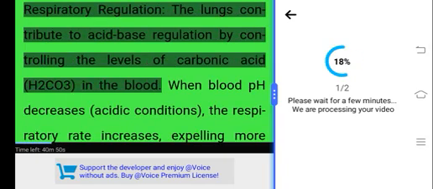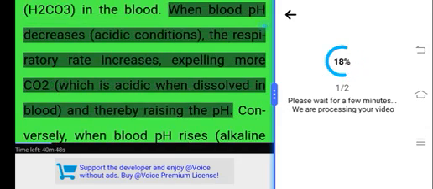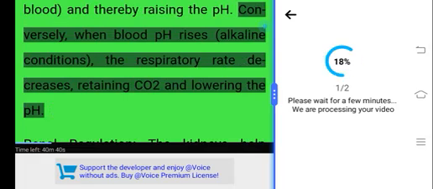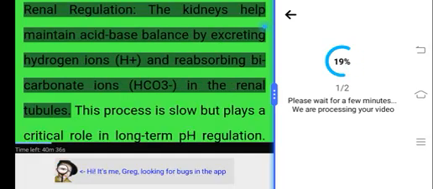Respiratory regulation. The lungs contribute to acid-base regulation by controlling the levels of carbonic acid, H2CO3, in the blood. When blood pH decreases, acidic conditions, the respiratory rate increases, expelling more CO2, which is acidic when dissolved in blood, and thereby raising the pH. Conversely, when blood pH rises, alkaline conditions, the respiratory rate decreases, retaining CO2 and lowering the pH.